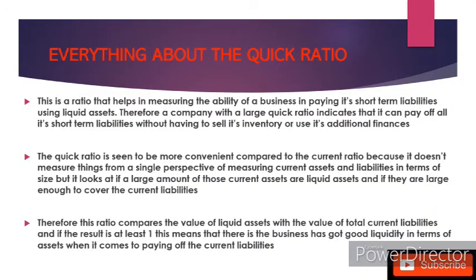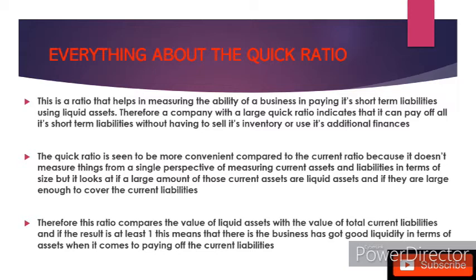So then the quick ratio is a ratio that helps in measuring the ability of a business in paying its short-term liabilities using liquid assets. Therefore, a company with a large quick ratio indicates that it can pay off all its short-term liabilities without having to sell its inventory or use additional finances. Liquid assets are the type of assets that can easily and quickly be converted to cash.